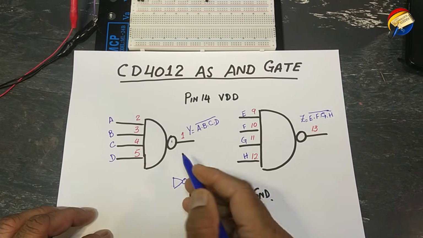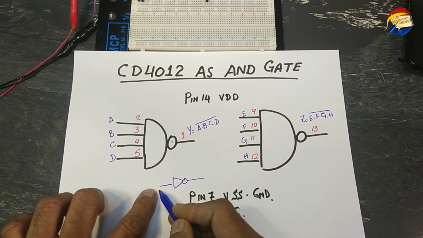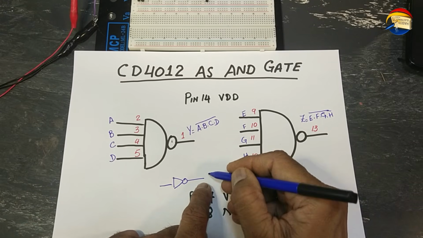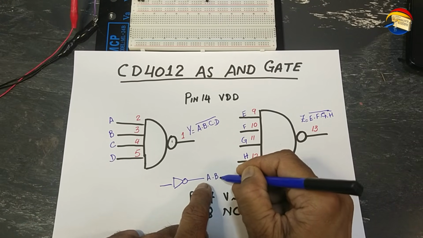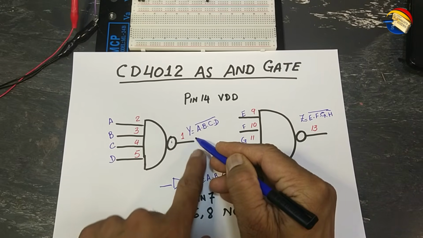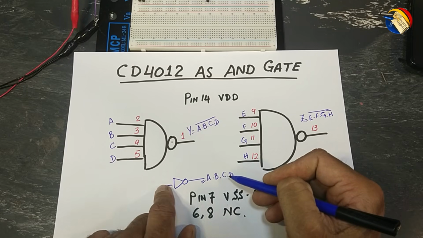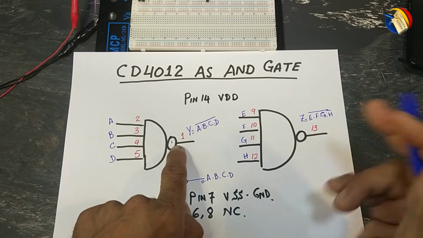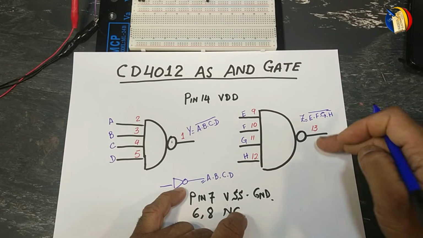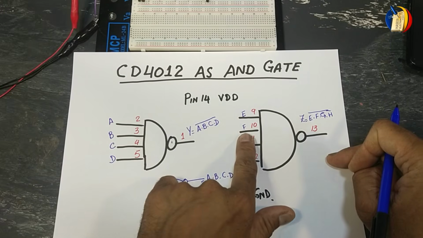an inverter. We will take this output and inject it here. This output will be A dot B dot C dot D. If we bring this output here and take from this output, this inverter will cancel the function of the other inverter. So we can place a second IC. In the same way we can use another gate here. So we will get 4 input AND gate, 4 input AND gate.